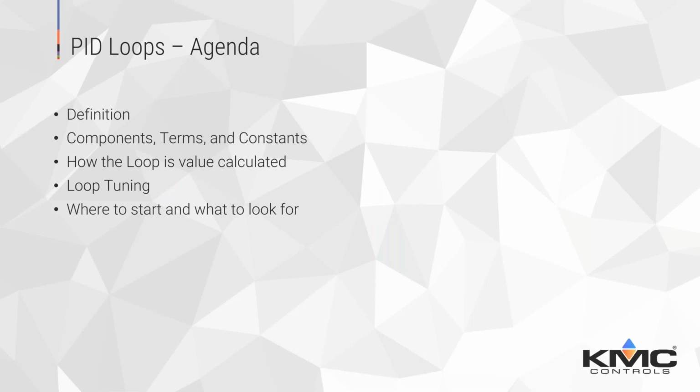We're going to talk about how the loop value is calculated, look at a little bit of math, but really what each component is doing and how it might affect the loop output. We'll talk a little bit about some tips of loop tuning, and then just a real quick list of where to start and what to look for. After that, we'll look at a couple loops we got here running in our building at the factory, and what you might do and connect to get started.